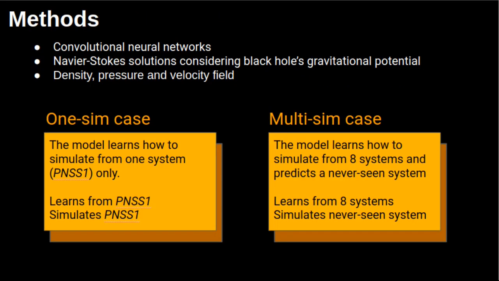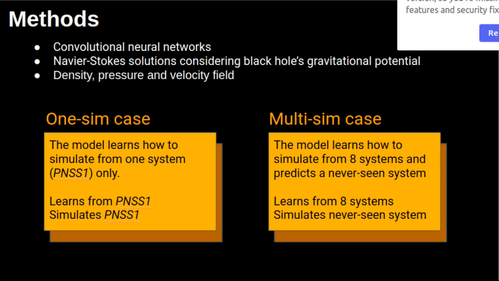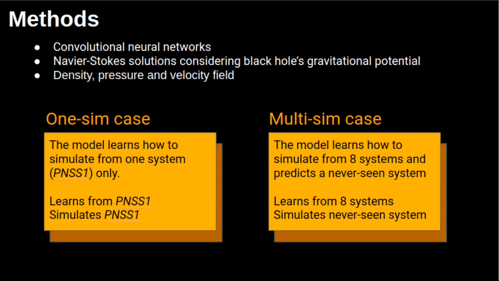The new method we want to investigate is deep learning. We use convolutional neural networks as our main tool. The data are Navier-Stokes solutions, but we need to consider the black hole's gravitational potential. So we put a black hole in the solutions of these Navier-Stokes equations. We have three main parameters: the density, the pressure, and the velocity. This is the result we get from the Navier-Stokes solutions.